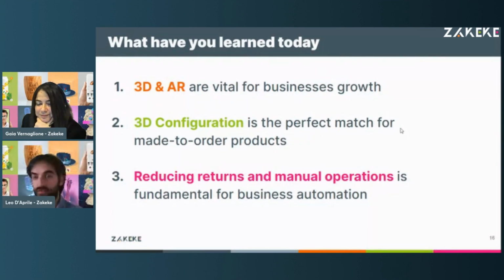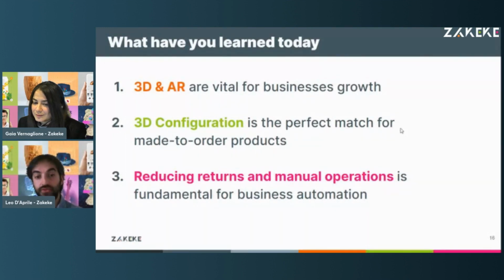Again, talking about retention of customers and why 3D configuration is the perfect match for made-to-order products: we saw just a couple of use cases, but there are a lot more. Just think about a product: you can customize it, configure it, see it in 3D, and put a markup price. You showed us how to do that. And it's amazing what you can do by simply following some rules without knowing anything about coding. And we learned today how important it is to reduce returns.